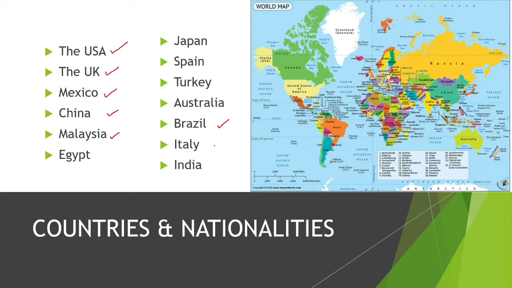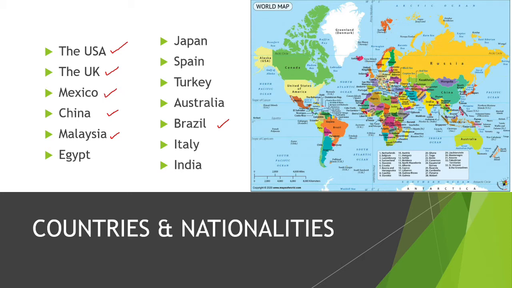So for this year, we learned more about other countries. That includes Egypt, Japan, Spain, Turkey, Australia, Italy, and India. Okay, you need to be familiarized with the world map. You need to know where each country is located.